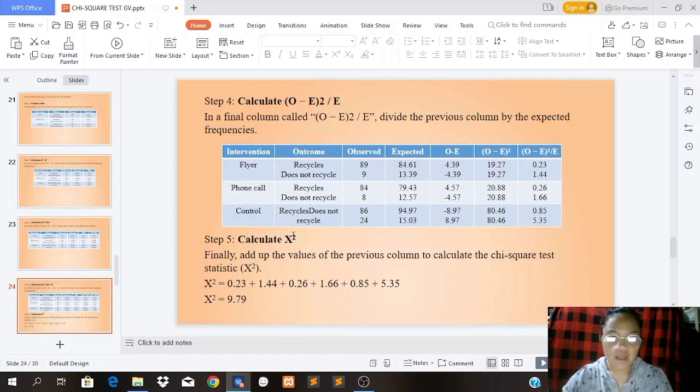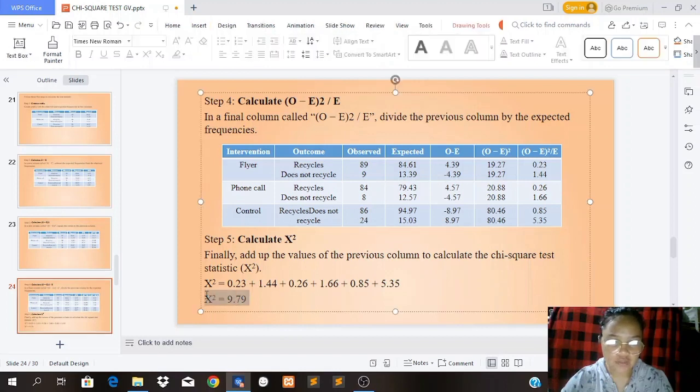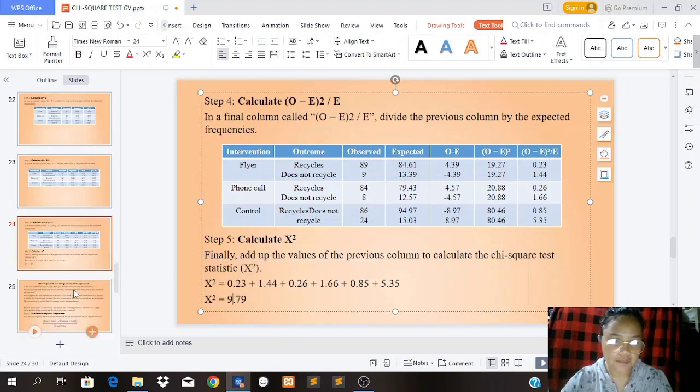Step 5. Calculate chi-square. Finally, add up the values of the previous column to calculate the chi-square test statistic. So, we add them all up. Chi-square equals 0.23 plus 1.44 plus 0.26 plus 1.66 plus 0.85 plus 5.35 equals 9.79. So this is our chi-square, 9.79.